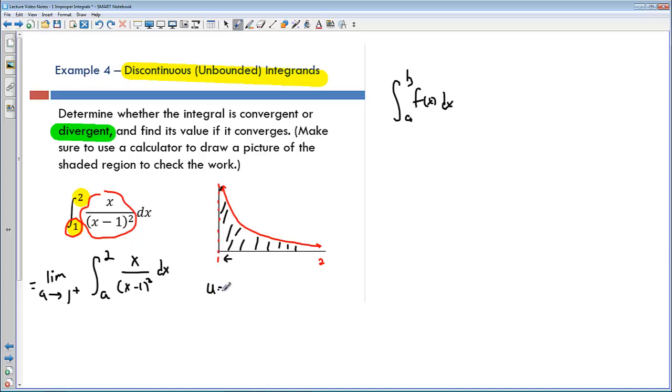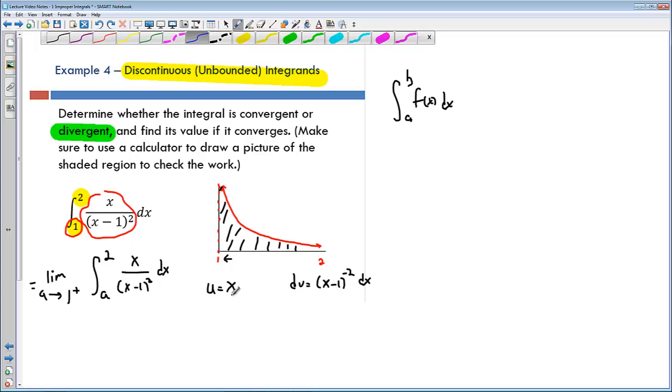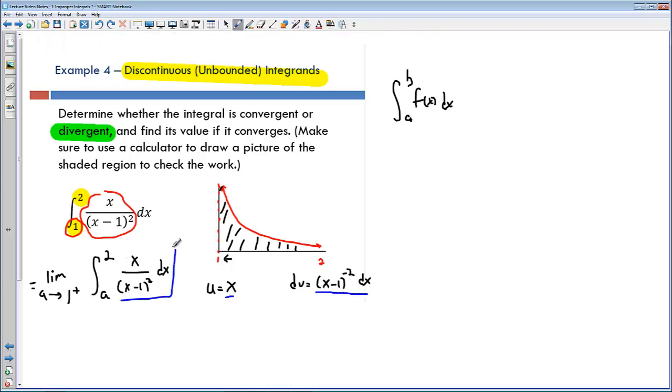So we're going to have a u here and a dv over here. And so our u is actually going to be equal to our x. And our dv is going to be, I'm going to write this like this, so our x minus 1 to the negative 2 dx. Remember, negative 2 means just 1 over x minus 1 quantity squared. If you multiply these two things together, of course, you get exactly this back. So they're exactly the same things.